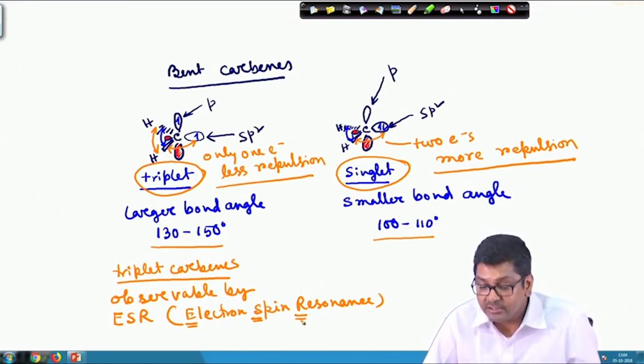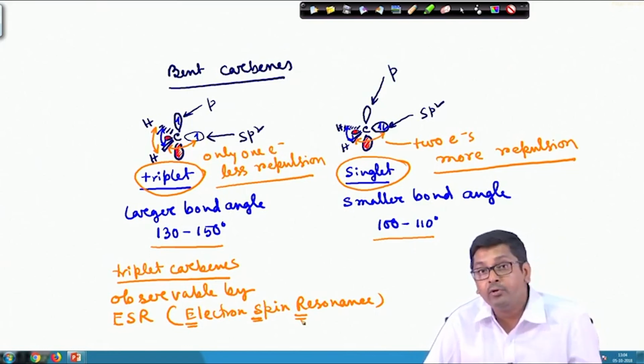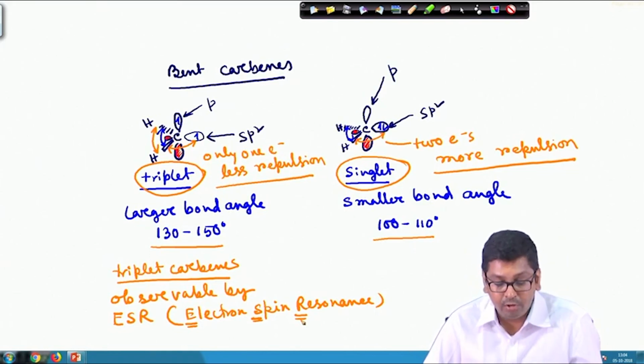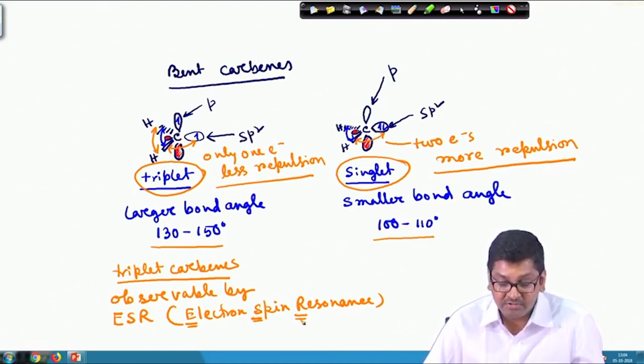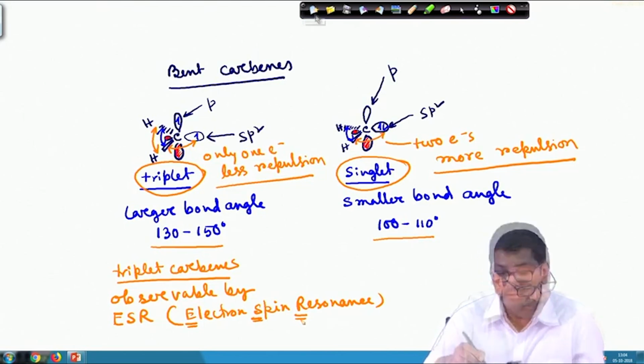Okay. But in case of singlet, as it is paired up, it will not be visible or characterized by this particular technique. So, in this way you can actually determine which one is triplet and which one is singlet by this spectroscopy. Okay.